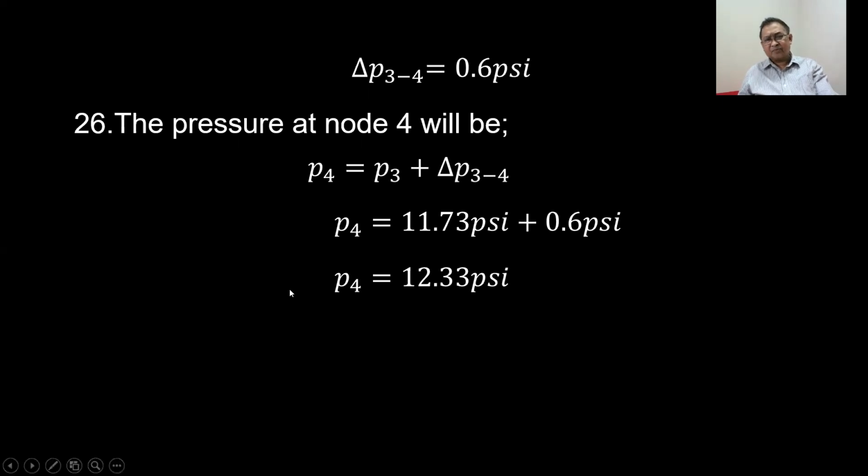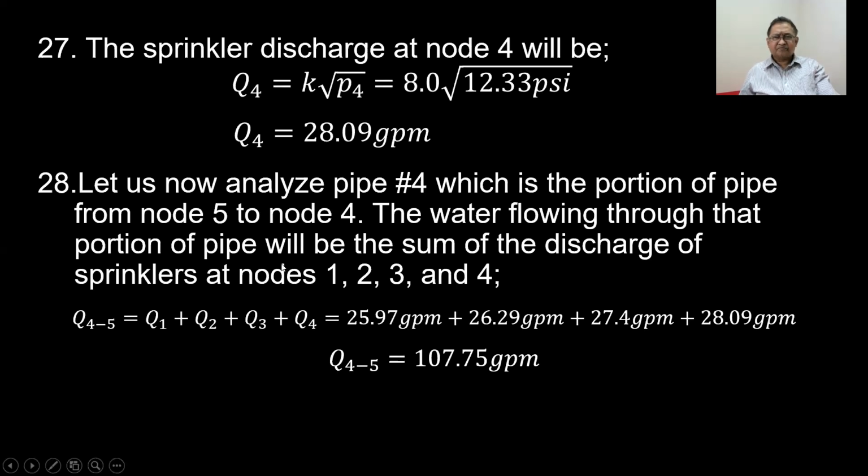And again, we're going upstream to solve for pressure number 4, P sub 4. We will add the pressure drop of 0.6 psi to the pressure at node number 3, 11.73 plus 0.6 psi. The result at node number 4, the pressure will be 12.33 psi. So the sprinkler discharge can then be calculated. 8.0 times the square root of 12.33. It will be equal to 28.09 GPM.